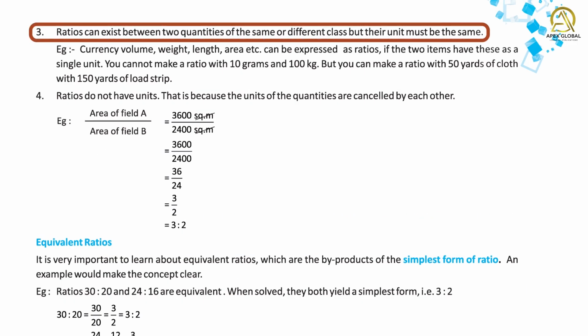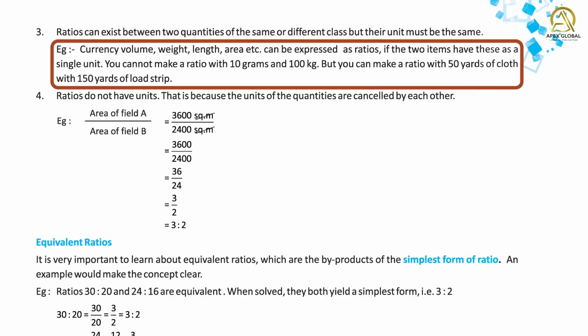Third, ratios can exist between two quantities of the same or different class, but their unit must be the same. Example, currency, volume, weight, length, area, etc. can be expressed as ratios. If the two items have a single unit, you cannot make a ratio with 10 grams and 100 kilograms, but you can make a ratio with 50 yards of clothes with 150 yards of lace strip.